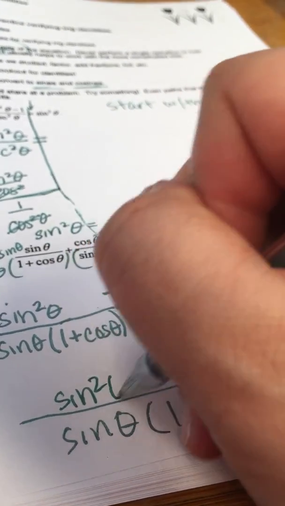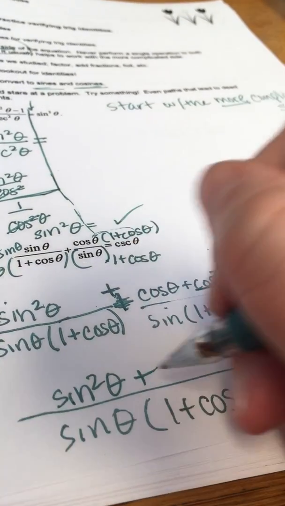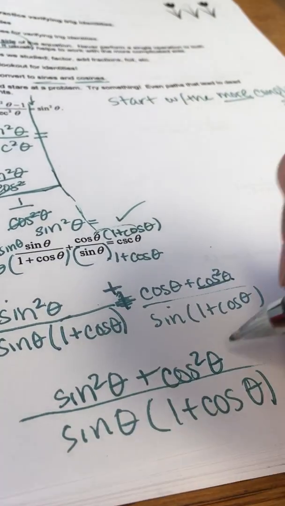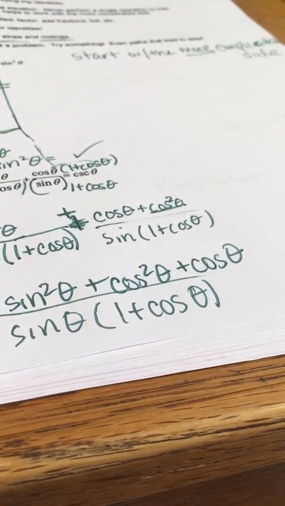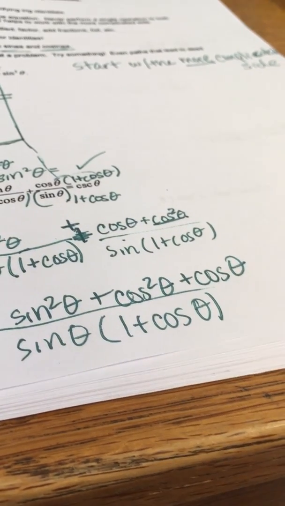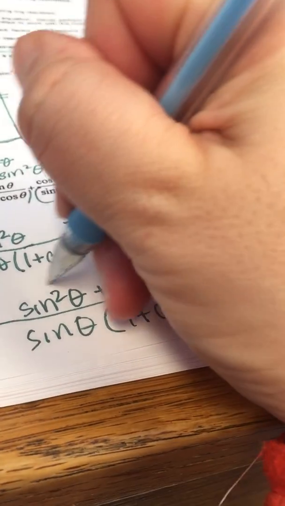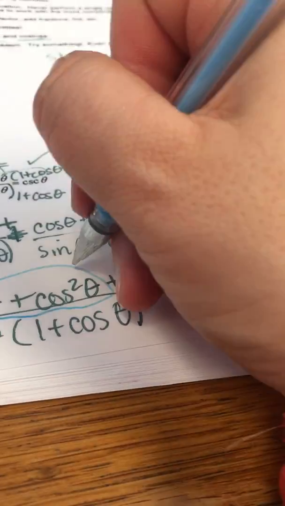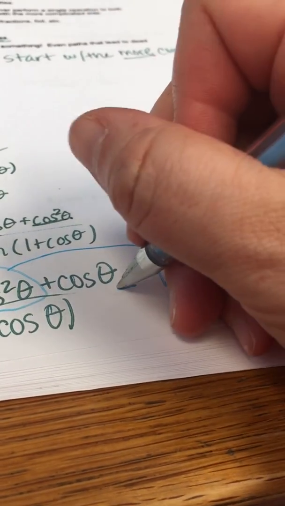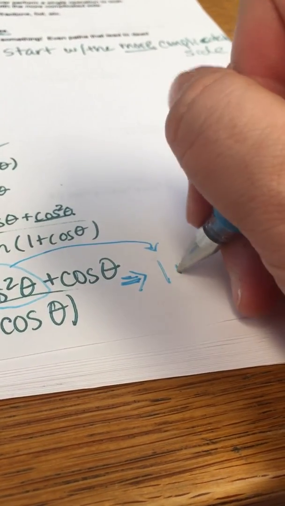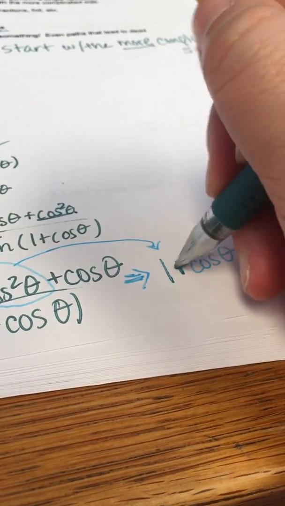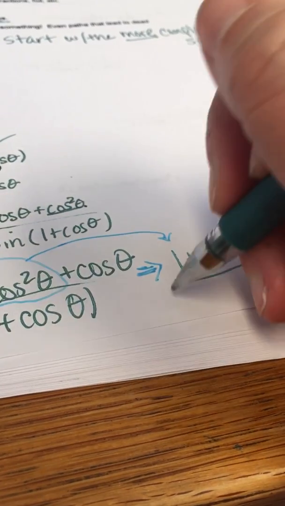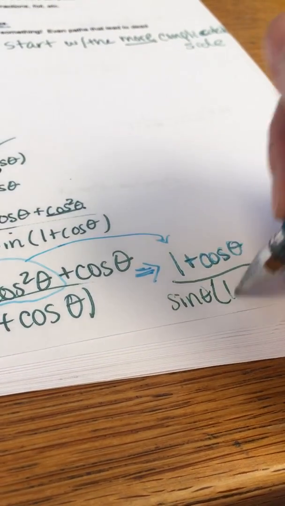I have sine squared theta plus, I'm going to rearrange these because I want the squares to be together. Cosine squared theta plus cos theta. Alright, right away, this information, sine squared theta plus cosine squared theta, I can replace. So that part becomes 1. So it's 1 plus cosine of theta over sine theta times 1 plus cos theta.